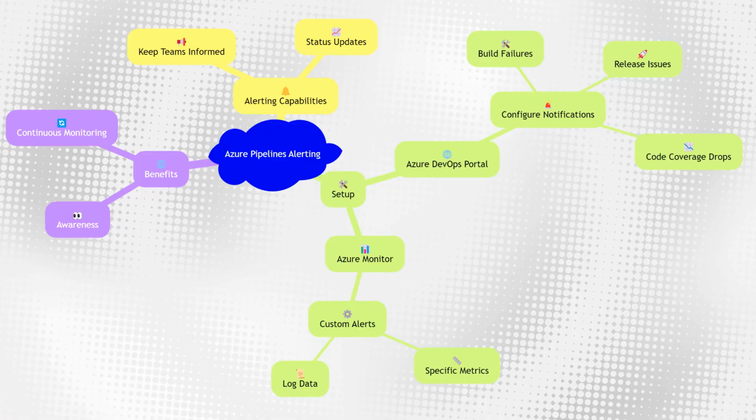Azure Pipelines provides robust alerting capabilities that help teams stay informed about the status of their pipelines. To set up alerts, you can use the Azure DevOps portal to configure notifications for various events, such as build failures, release issues, or code coverage drops. You can also use Azure Monitor to create custom alerts based on specific metrics or log data. This ensures that your team is always aware of the state of your CI/CD processes.